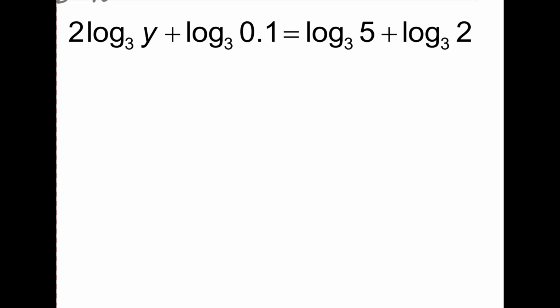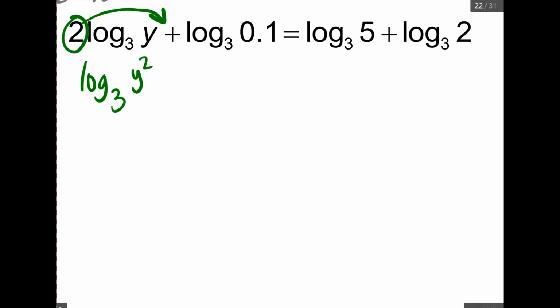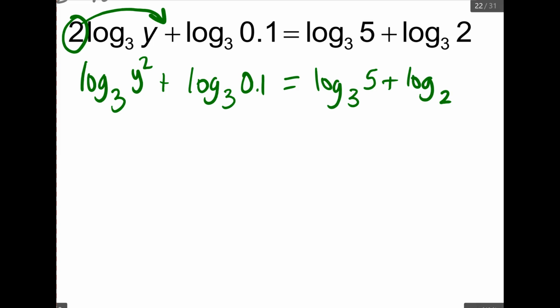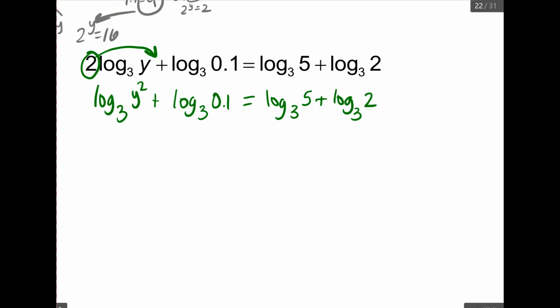Yep, so the first thing I'm going to do is move this 2 back up into its exponent. So I have log base 3 of y squared plus log base 3 of 0.1 equals log base 3 of 5 plus log base 3 of 2. Alright, so one step at a time, right? The first thing I did was the power property. Now, what property do I want to use for the second line?